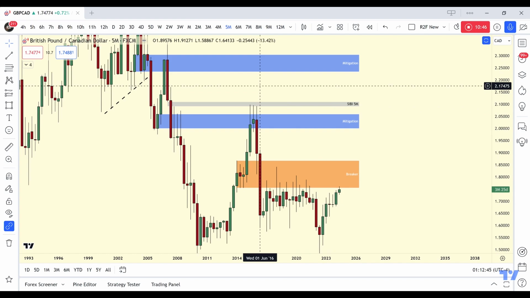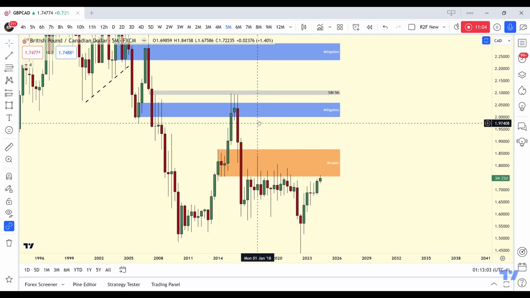Sometimes you see bodies trading outside of these PD arrays. The same goes with fair value gaps. You want to see the bodies respecting the fair value gaps, your order blocks, etc., etc. It doesn't matter what the wicks do.